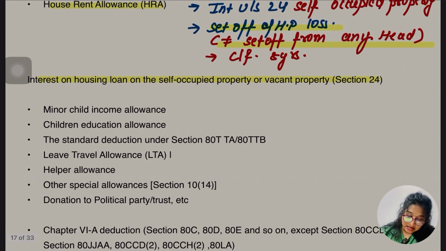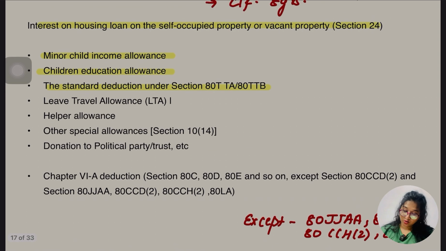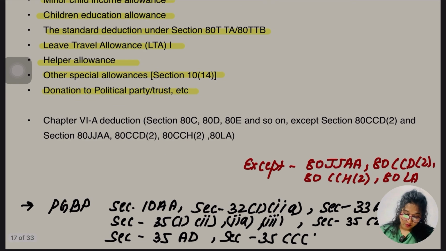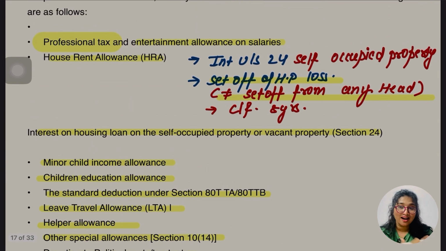Yes, minor child income allowance is not going to be allowable in this case. Children education allowance is not going to be allowable. Deduction under section 80TTA, 80TTB, savings wala, ठीक, it's not going to be allowable. Leave travel allowance is not allowed. Helper allowance not allowed. Other special allowances under section 10(14) are not going to be allowed. Donation to political party, right, this is also not going to be allowed, ठीक है. So can I say majorly which we were taking deductions, 80C, 80D, 80G wala deduction and all, in this case in the new tax regime we cannot claim these deductions.